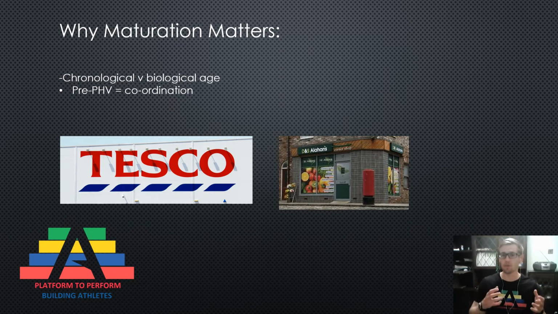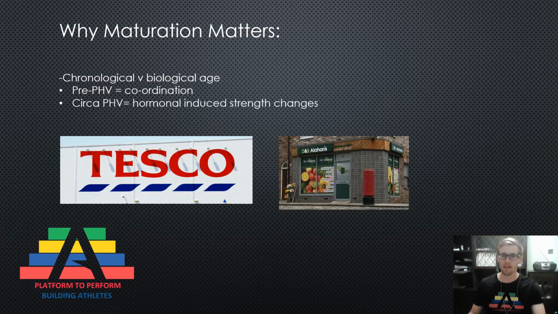So before puberty, we're not very well coordinated, we haven't got many motor units to access. However, after puberty, we have an increase in hormones, an increase in muscle mass, so an increase in motor units that can do that job for us. So prior to peak height velocity, any improvements in speed or strength are going to be down to improved coordination. Whereas when we've got athletes going through their peak height velocity, they will get hormonal induced strength changes.